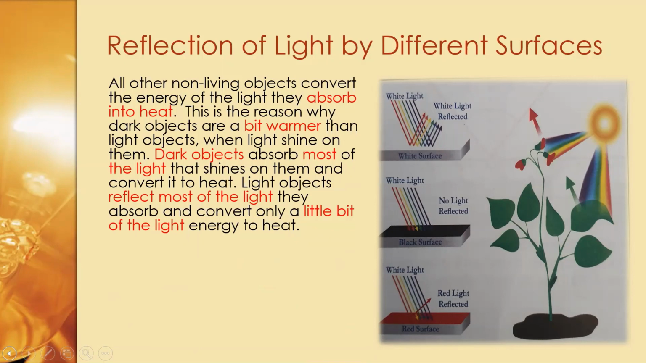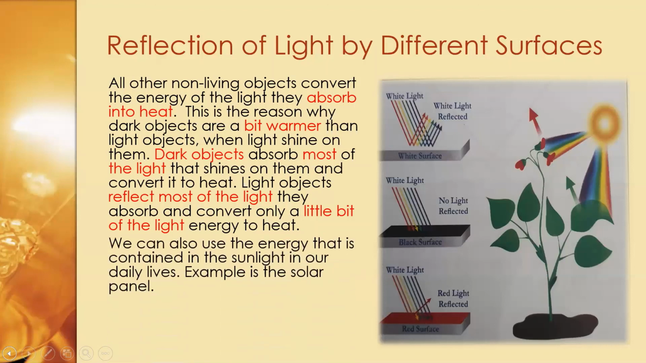While the light objects reflect most of the light, in the white surface, the white light is reflected, and they absorb and convert only a little bit of the light energy to heat. All right.